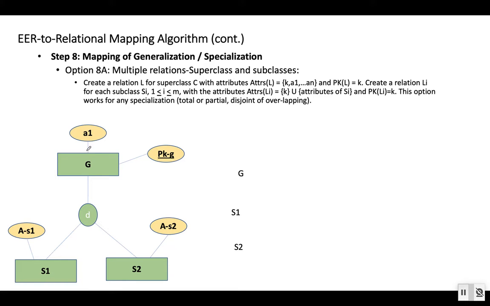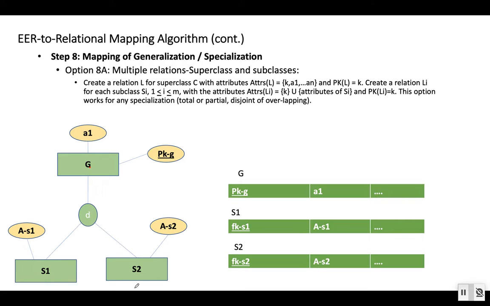So here I have the superclass G and I have two subclasses S1 and S2. That means I'm going to create a relation for the superclass, and for each subclass I'm going to create a separate relation. Now this option works for any kind of specialization. It can be either total or partial, disjoint or overlapping, for any kind of specialization it works.